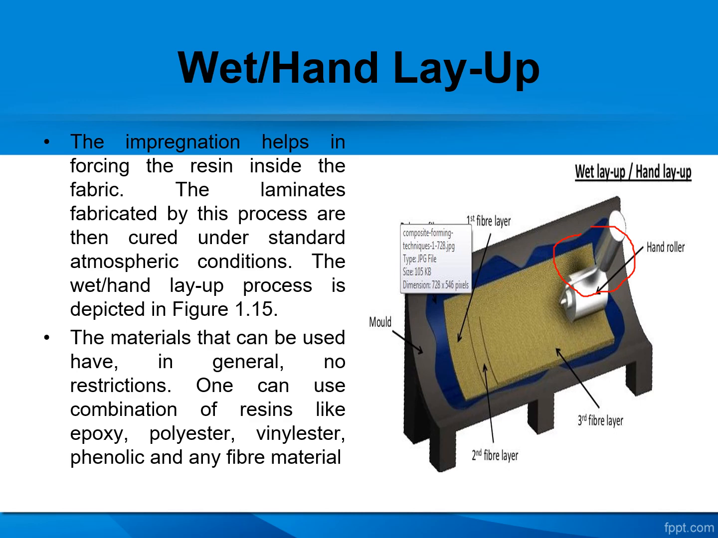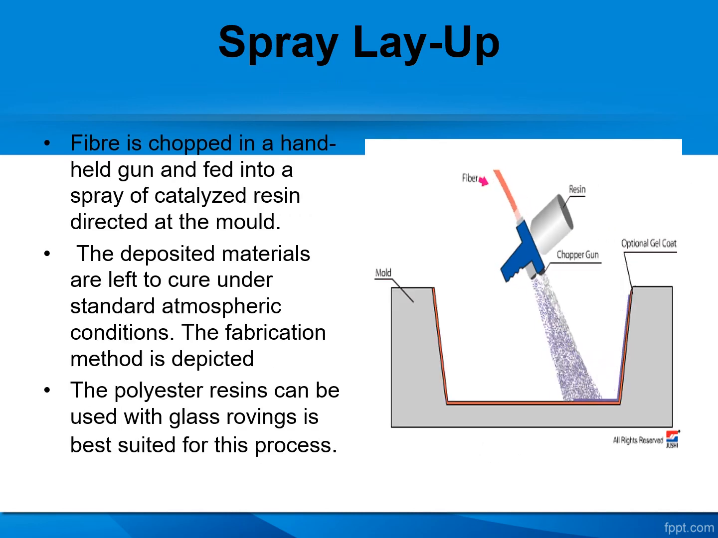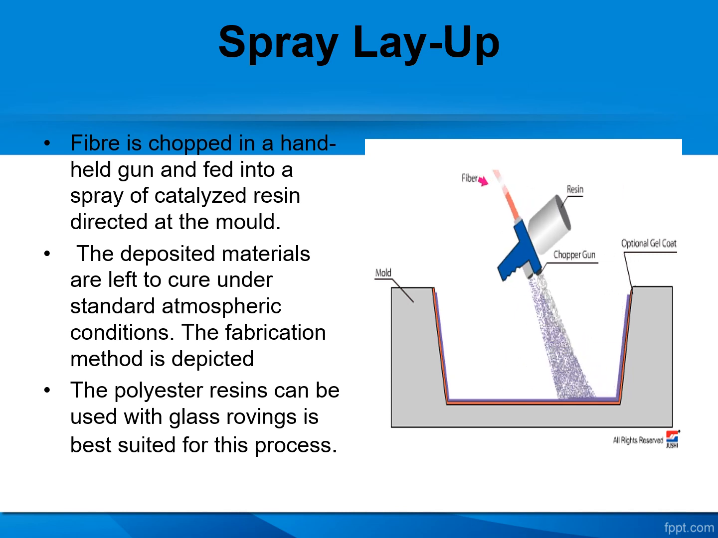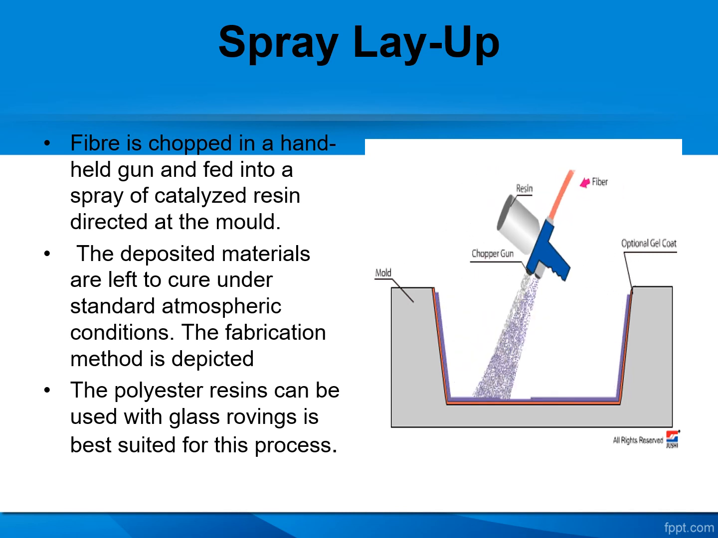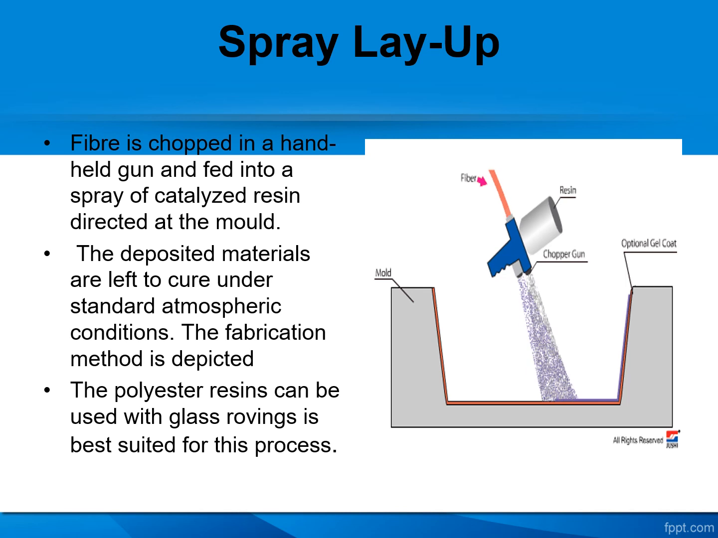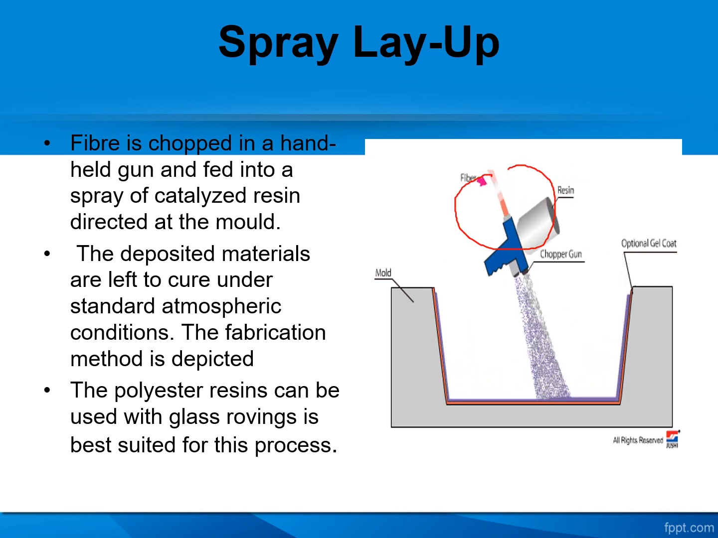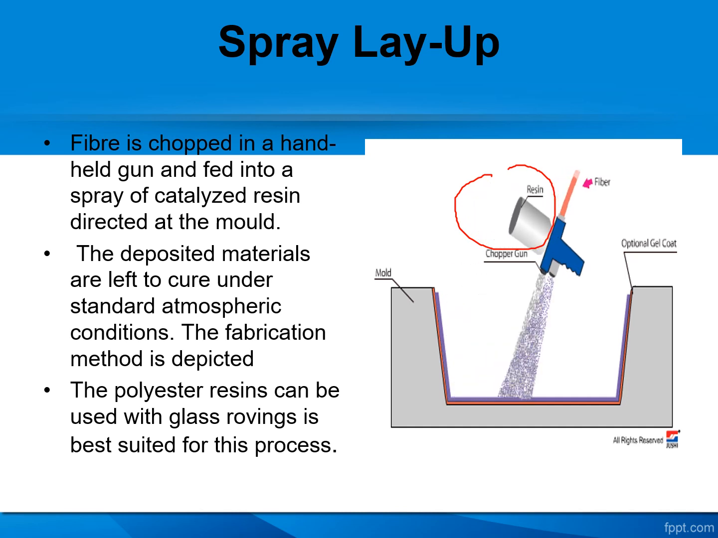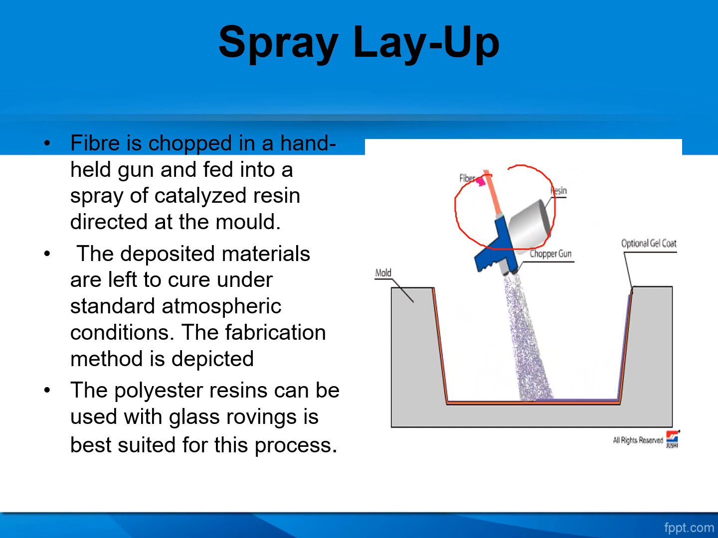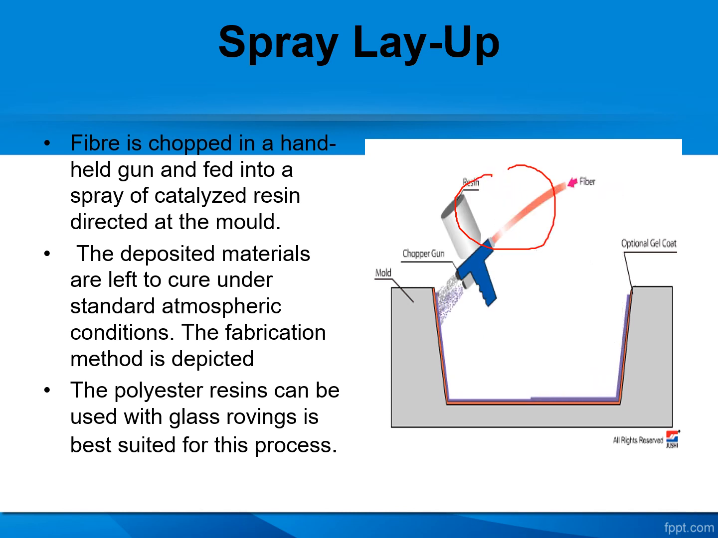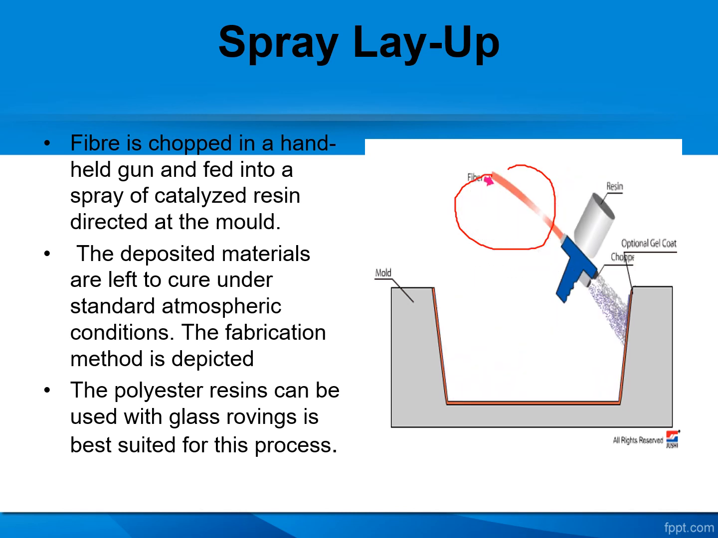Okay, so next method, spray layup method. Here the fibers are chopped into small pieces and then filled in the spray gun. So this is the spray gun. Other processes are similar. First you have to pour the epoxy here. After that you have to spray the chopped fiber through the spraying gun, and then it is allowed to cure.